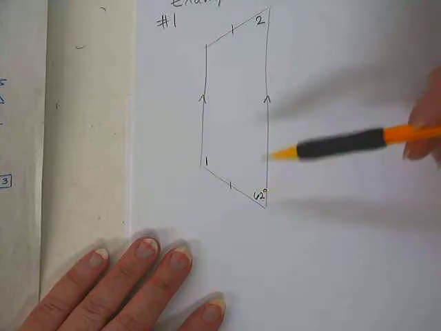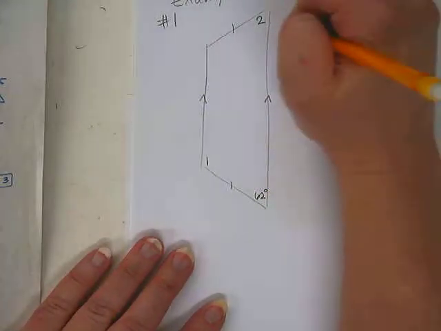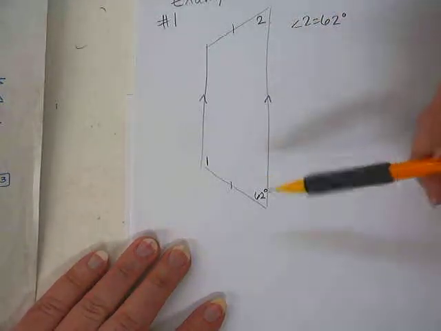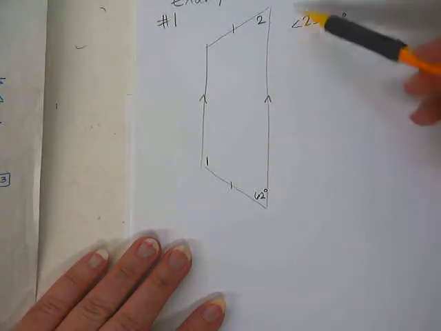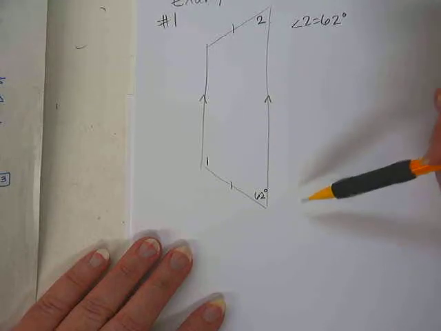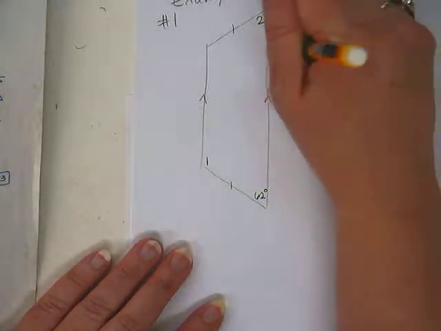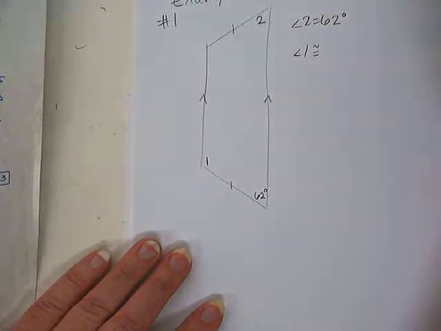Here we go. Here, I'll let you do the easier one of the two. What is angle 2 going to be if this angle is 62? 62, good job. Why is angle 2 going to be 62? Because the base angles are congruent. Good job. Good job.